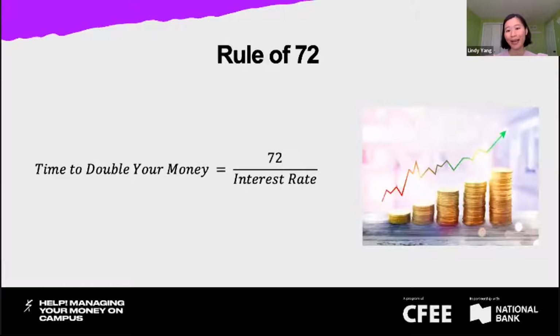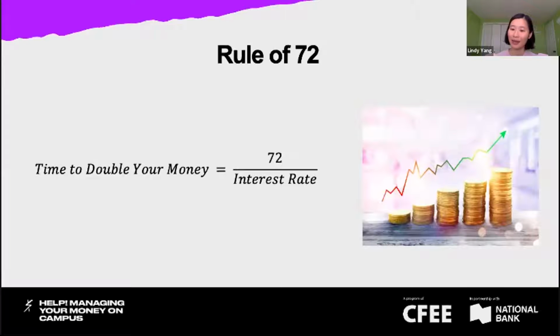Ever wonder how long it will take your investment to double? The rule of 72 can be used to calculate roughly how many years it will take your investment to double. To calculate, divide 72 by the interest rate you're receiving. For example, if you earn 2% a year, it will take 36 years for your money to double, because 72 divided by 2 equals 36.